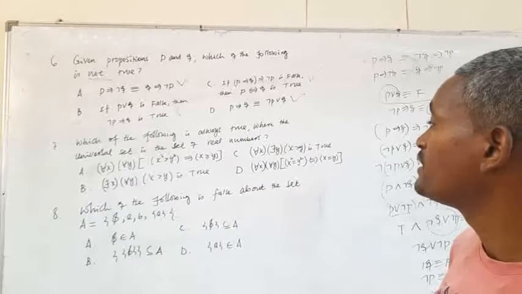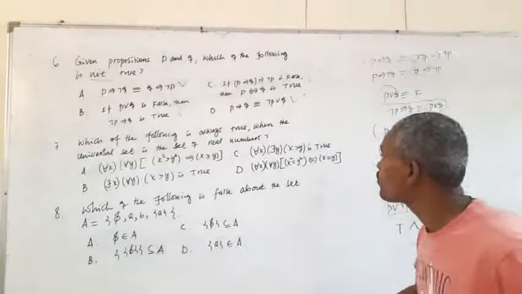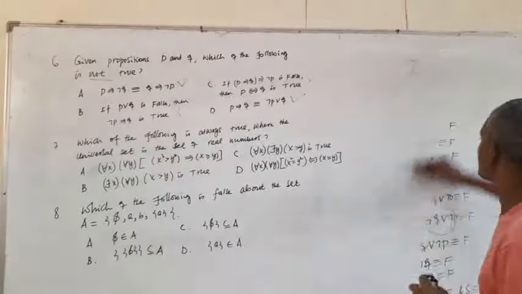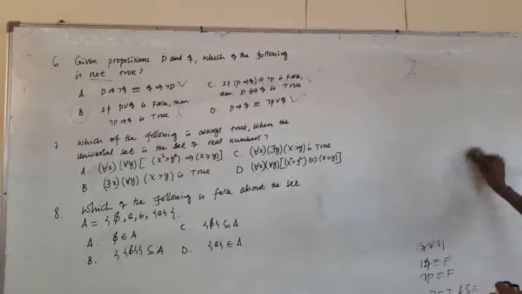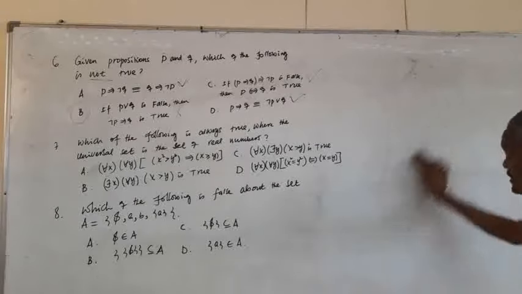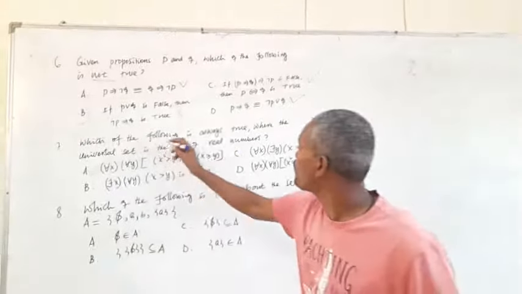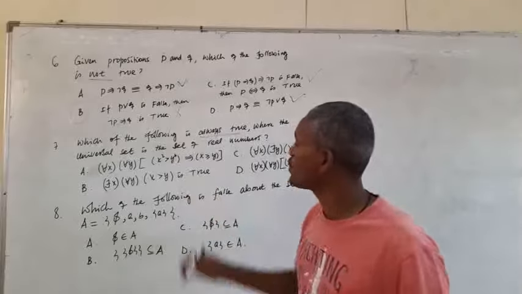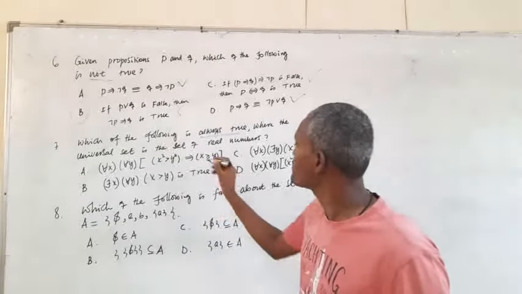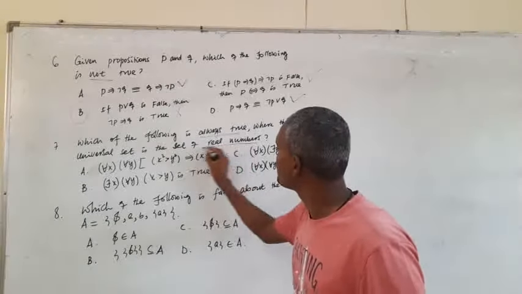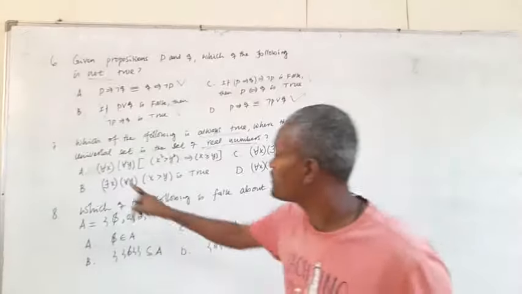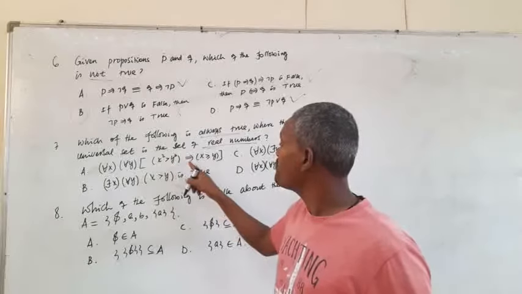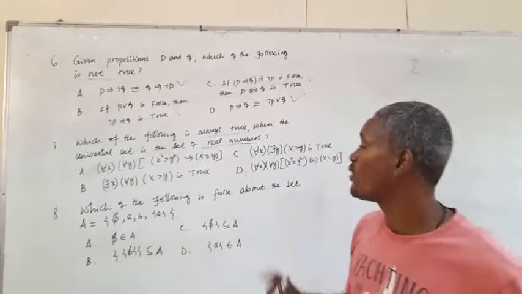Which of the following is always true where the universal set is the set of real numbers? The next question, Question 7, says which of the following is always true? The first one, for all x, for all y, x squared greater than y squared implies x is greater than or equal to y. Is it true?